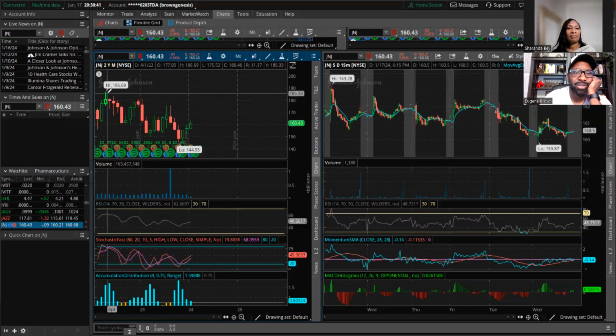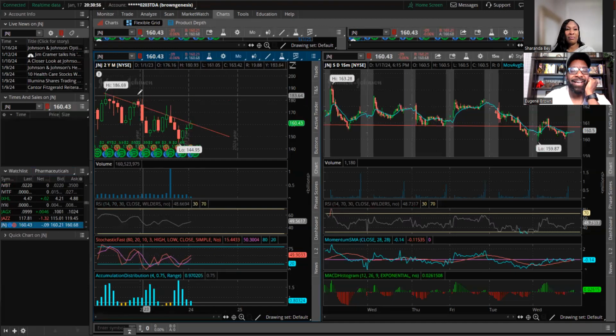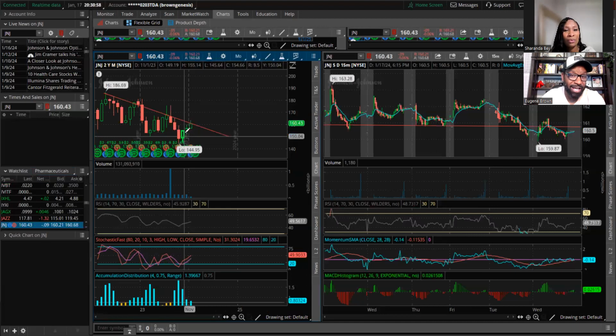Take a look at what Johnson and Johnson looks like. Two years monthly. What does it show you? What's it doing? It's gone up. What's the chart telling you? Well, it's gone down. Yeah, trending down. Over three months it has gone up, certainly.